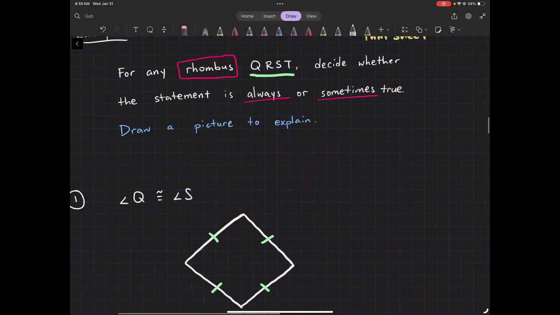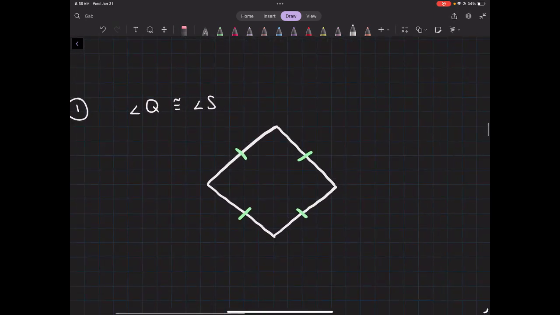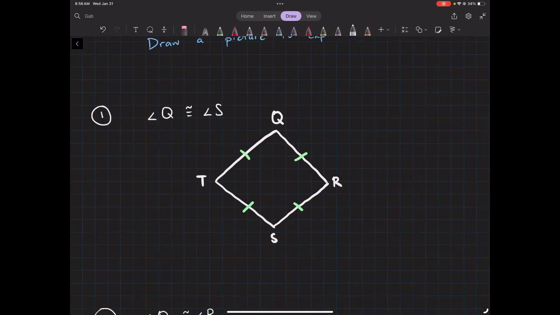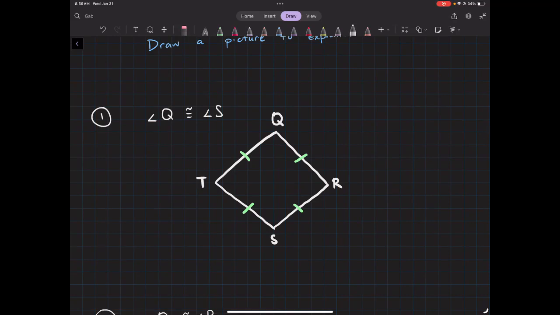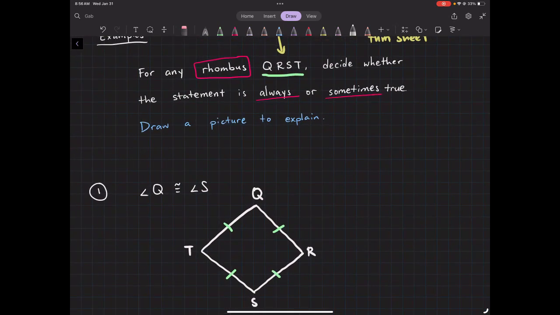Okay, but then the way I label it is I'm gonna look over here. So I'm gonna look at QRST, and you have to go in order that they tell you. So I gotta label my points in order. So I gotta go Q, R, S, T. So you saw I went clockwise. You can go counterclockwise if you really want to, but I stick to clockwise because it just looks better. Okay, but then once you do that, you can refer to your drawing for every other problem. And you're just deciding between these two things.